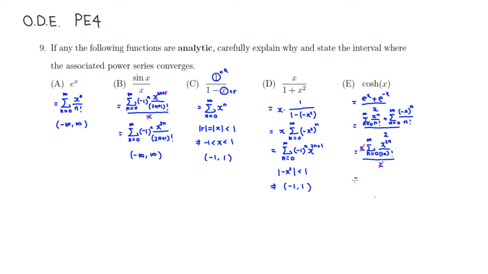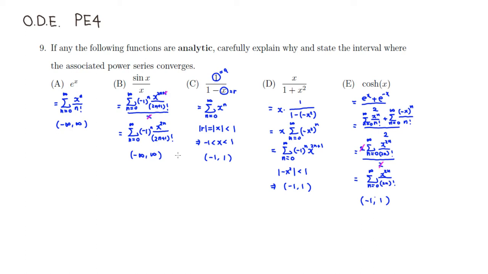You're going to end up getting a summation, n goes from 0 to infinity, of x to the 2n over 2n factorial. And since the power series for e to the x and e to the negative x converge for all real numbers, for this one it's exactly the same. All these are analytic at x equals 0.